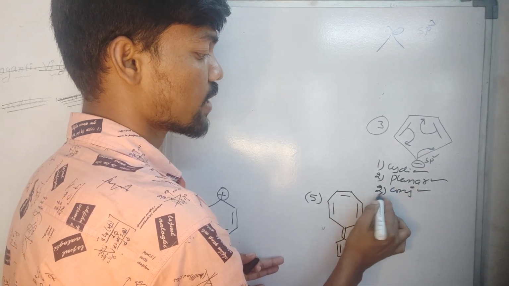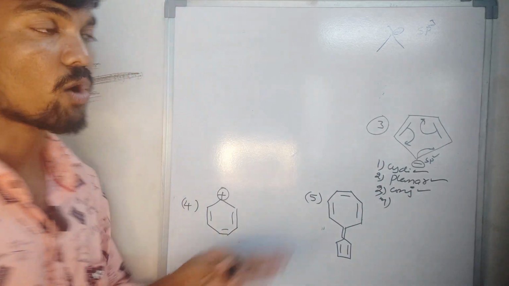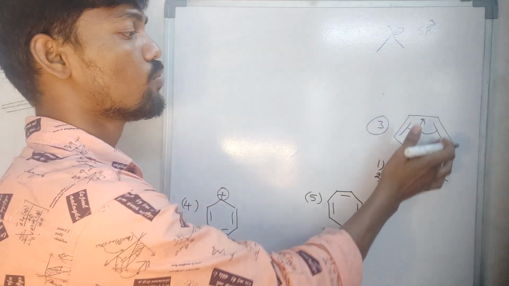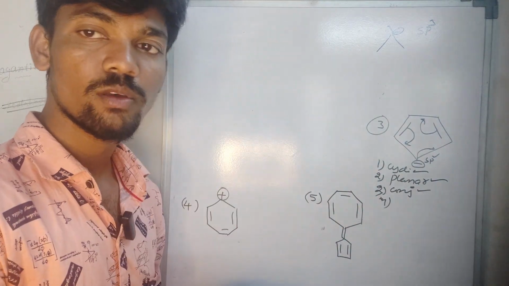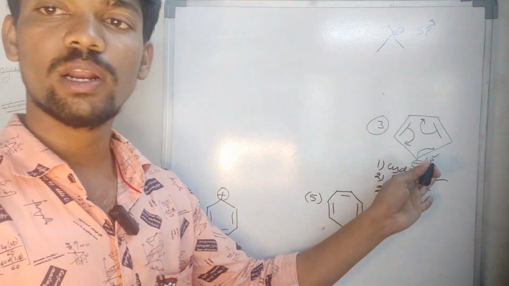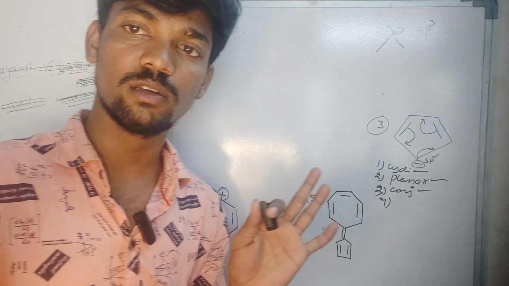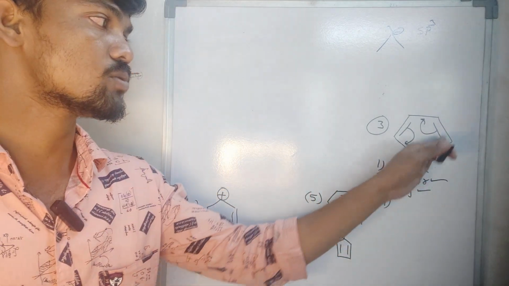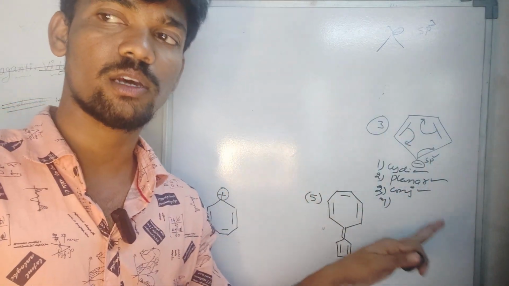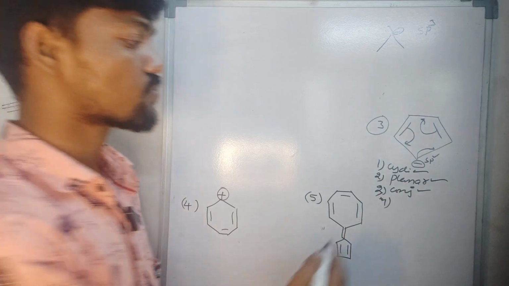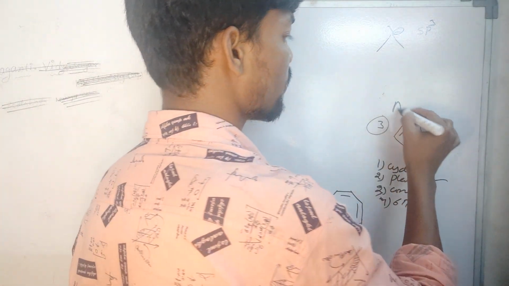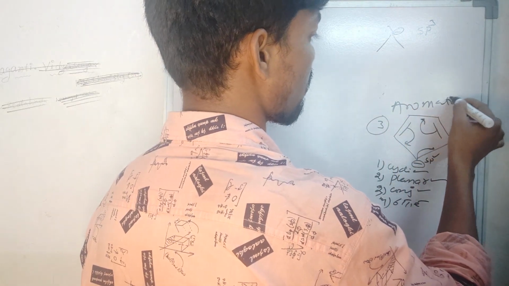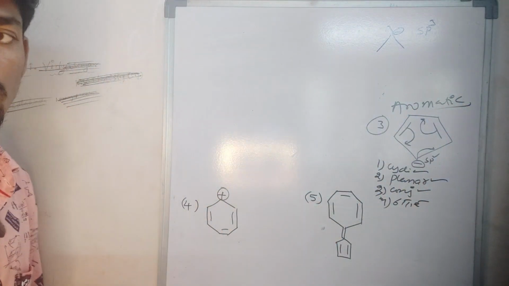Coming to the next point, fourth one, is it 4n plus 2? How many pi electrons are there? 1 minus is equal to 2 electrons. We have to consider 1 minus as a pi bond. Then 3 bonds are there, so it means 6 pi electrons. 6 pi electrons fits the aromatic rule, so this is an aromatic compound. Next, come to the next one.